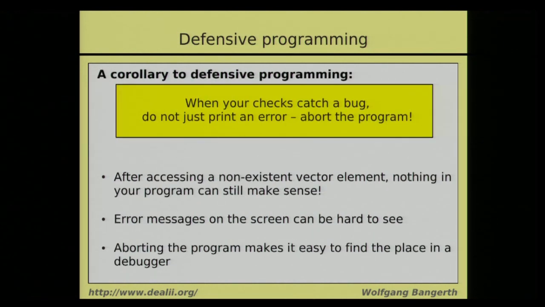So here's a corollary to this. When you have, for example, a check in your code that verifies that, let's say, you only access valid elements of a vector, then you have two choices. Either you could, for example, print an error on the screen, or you could abort the program.